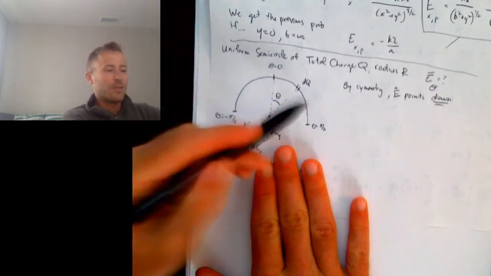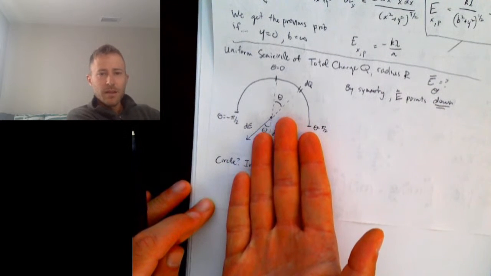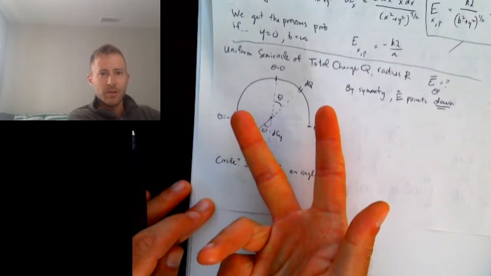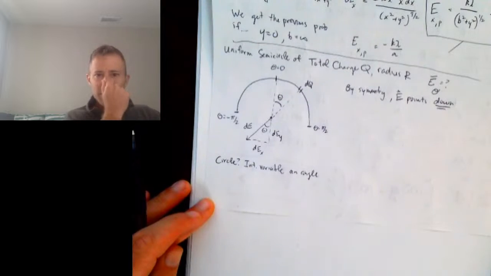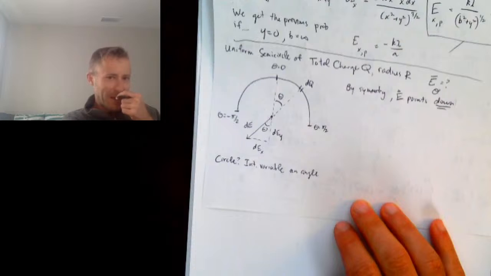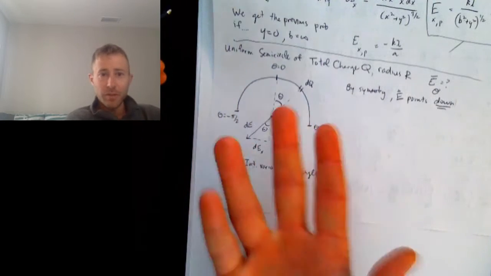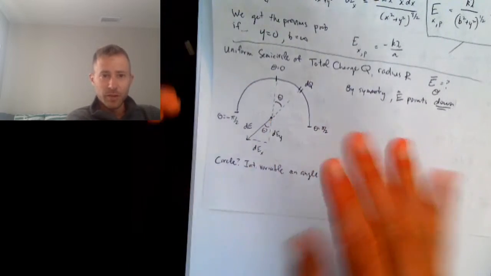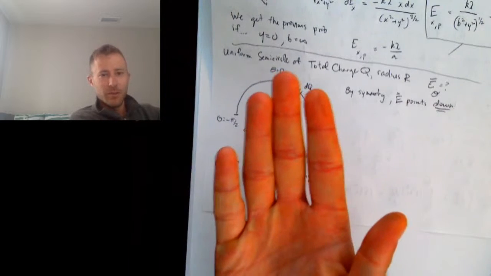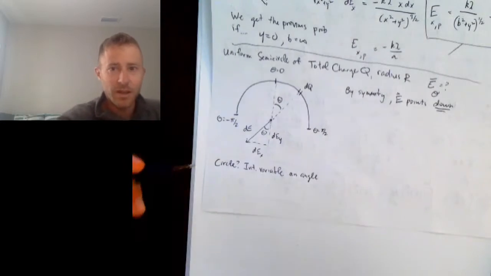Because if I take this semicircle and I flip it like this, it's the same distribution of charge. It's the same on both sides. All right? So the electric field has to respect that symmetry. Whatever direction the electric field points has to be the same if we flip it that way. So that means it has to point up and down, okay?